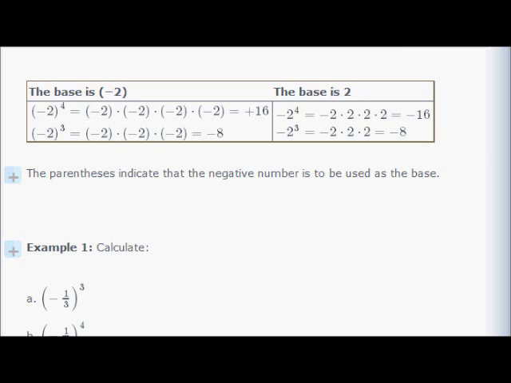Similarly, (-2)^3: you end up with an odd number of negative signs, so the result is negative, and 2 times 2 times 2 is 8, so the result is negative 8.